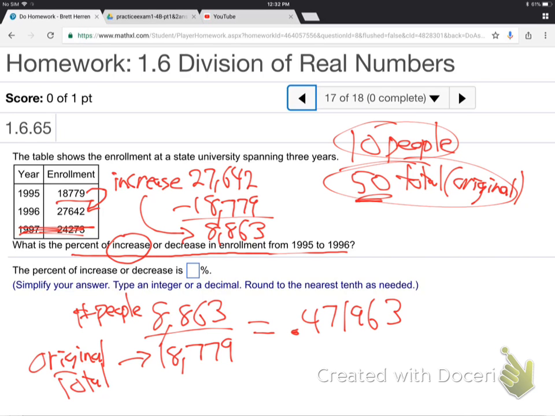So the top number gets divided by the bottom number. On your calculator you just simply type this divided by that. So, just from top to bottom.